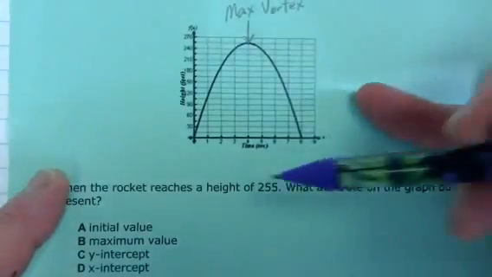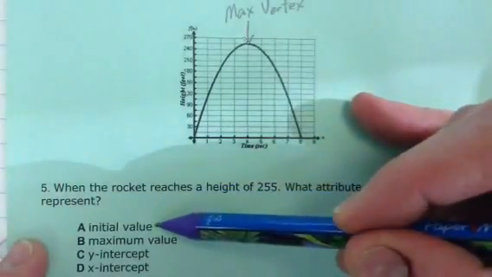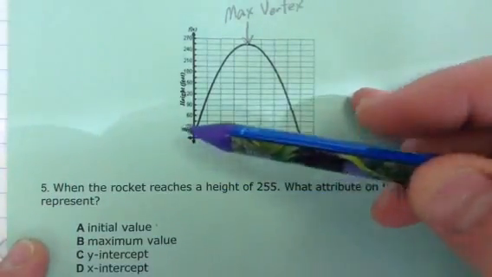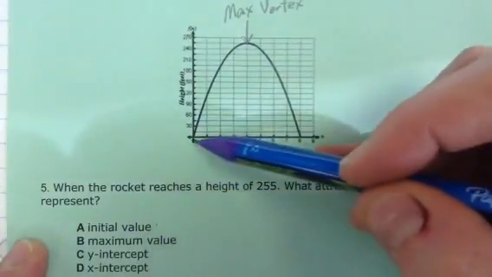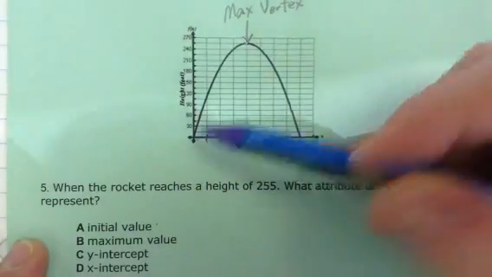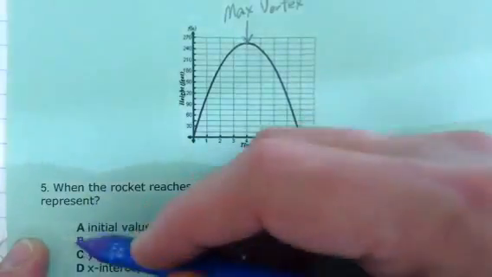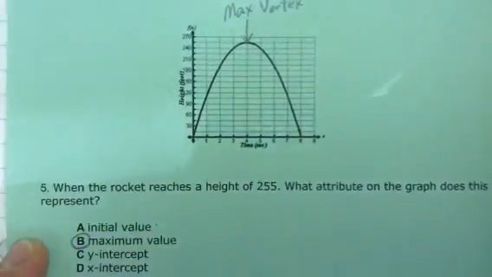Okay, so let's see which one of these. Is it the initial value? No, the initial value is the y-intercept. It's not that one. Maximum value, yes. Is it the y-intercept? No, that's the y-intercept. The x-intercept is over here. It is B, the maximum value.